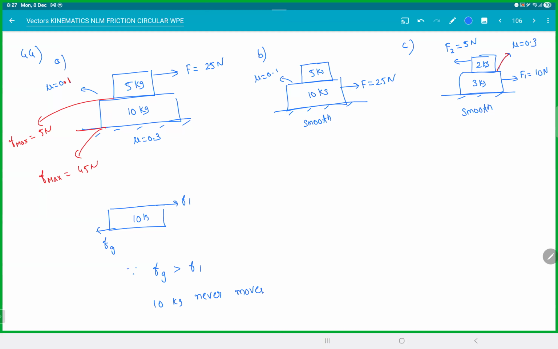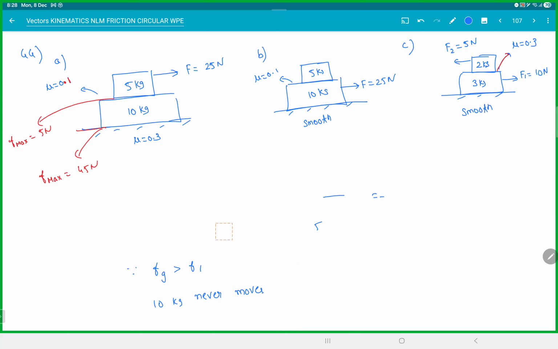To break the friction on the ground, you need 45. And the friction between 5 and 10 is 5 newtons. So no matter what you do with the 5 kg block, the 10 kg will never move. Clear with this? So acceleration of the 10 kg is 0. Then 5 kg you can calculate. The 5 kg will behave as if it is on the ground. This is 25 and this is 5, and the acceleration is 4. You're done.